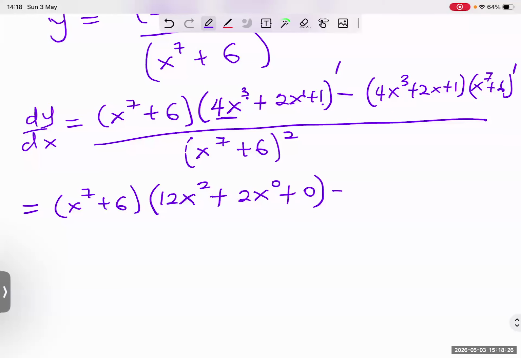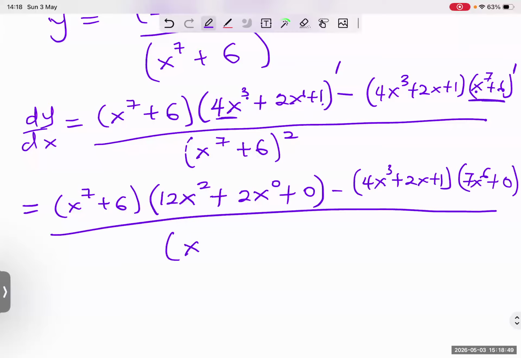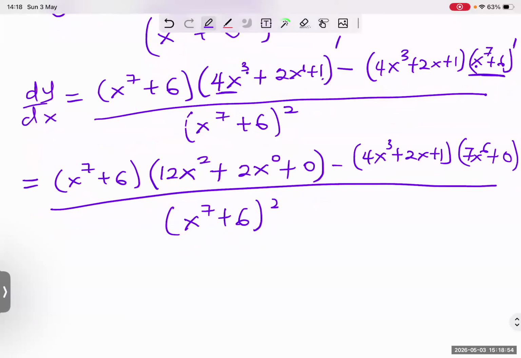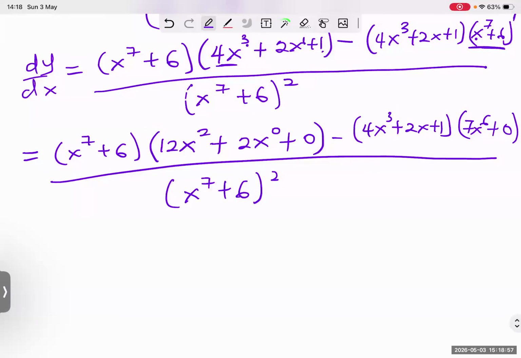Minus, we go to the right-hand side. We are maintaining the first term. So we have 4x cubed plus 2x plus 1 times, we have to differentiate this here. And to differentiate x to the power 7, that will be 7x to the power 6 plus the derivative of 6, that will give me 0, divided by x to the power 7 plus 6 all squared. And that is the derivative using the quotient rule. The rest is to clean up a little bit.